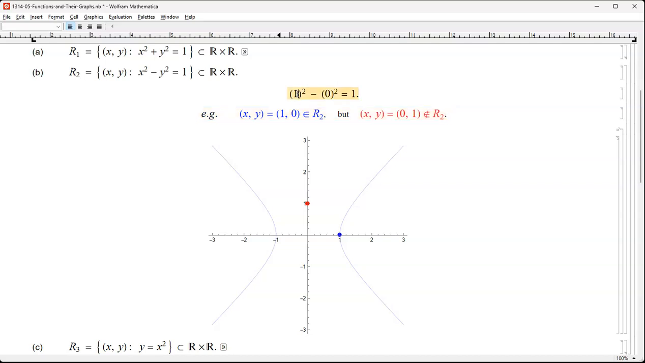Let's go back to this equation and check. x is 0, y is 1. What do you get? Is this true? No. Negative 1 equals 1. That's certainly not true. And as you can see, the red point is not on this curve.